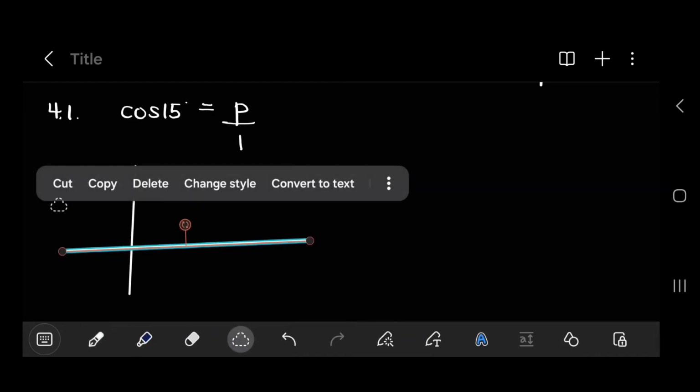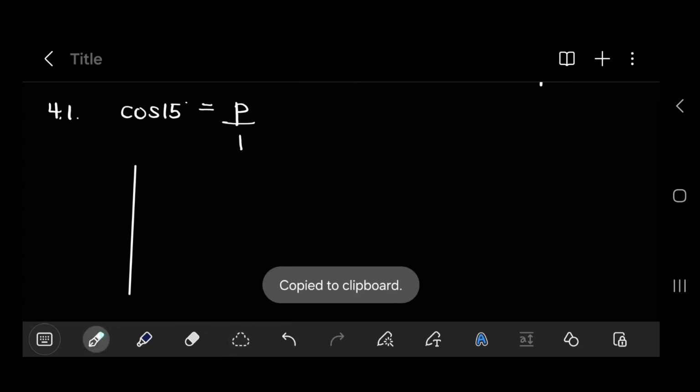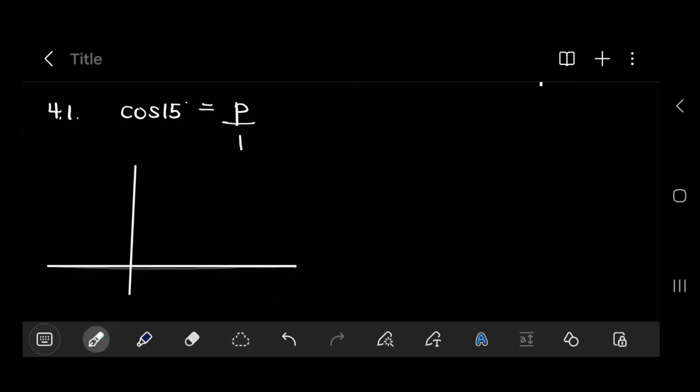So here's what you have. Cos 15 degrees is equal to P. And think of this as a fraction. It's actually P over 1. Now, we know that we are working in the first quadrant, so we are going to draw a triangle in the first quadrant according to the butterfly diagram. So this is what the orientation of the triangle should be like. Remember, it definitely has to be a right angle triangle.